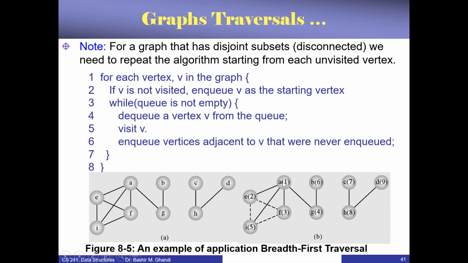So from A, we go to E, then we go to F, then we go to G, then we go to I. So now that we are done with the children of A, we can now look at its grandchildren. All these three don't have any children, so only this G has another child, which is B. So it's going to be visited.